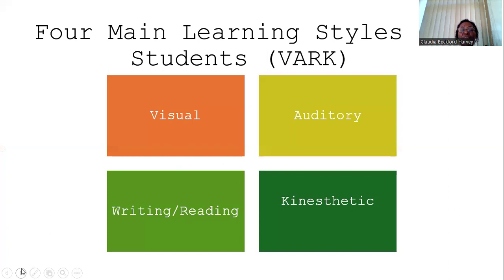Now we will look at four main learning styles of students. The acronym for this is VARK. It stands for visual, which are those learners who learn by seeing things. The auditory learner learns by hearing things. The writing learners, they have to either read or write. That's the way they learn. And the kinesthetic learner learns by hands-on experience.